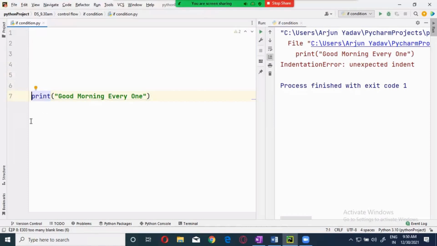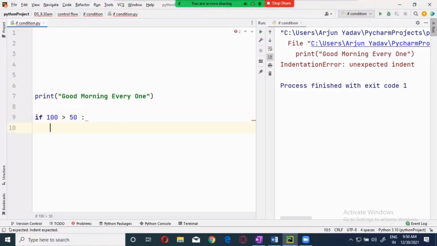Remember this. This is very important for us when we are dealing with functions. So this is the main program line. Now I am giving an if condition: if 100 is greater than 50. If this condition is true, or what is the other possible output we can get? False. Either true or false. If it is true, I am saying print 100, because it is greater. I want to print 100.